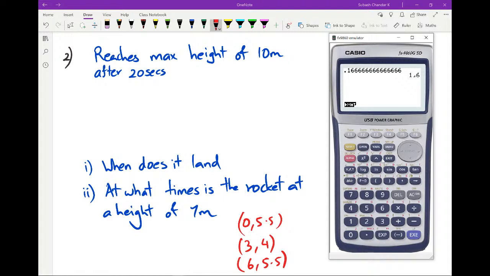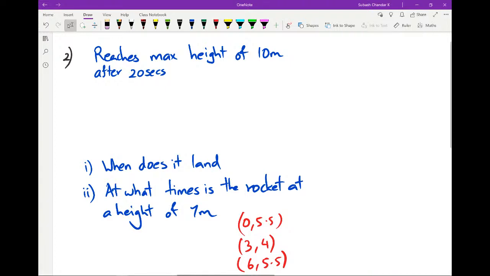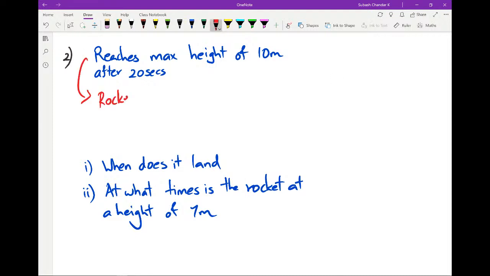Cool. So next question. I forgot to actually say that this was supposed to be a rocket, because I had a diagram. Anyway, it's all right. Keeping up with the Guy Fawkes theme at the moment, we've got a rocket that gets launched from the ground. It reaches a maximum height of 10 meters after 20 seconds. When does it land? And at what times is the rocket at a height of 7 meters?